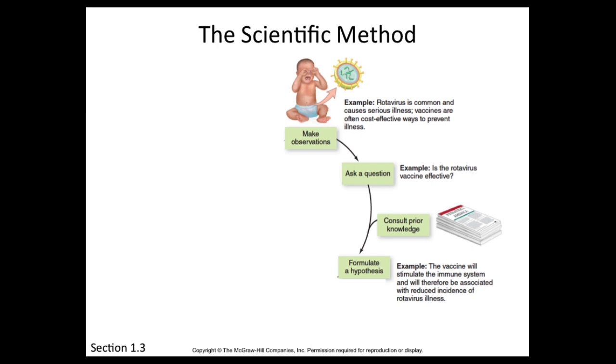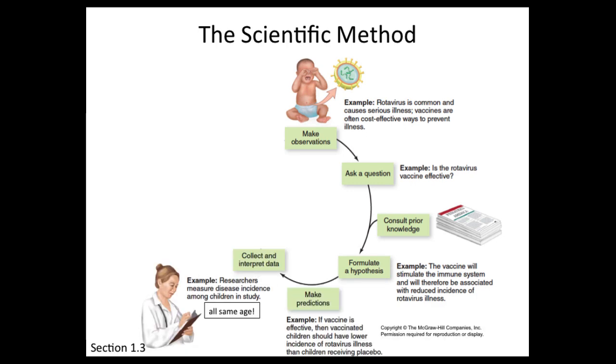For example, the hypothesis could be the vaccine will stimulate the immune system and will therefore be associated with reduced incidence of rotavirus illness in these babies. Then we make predictions. Predictions are always an if-then statement. If the vaccine is effective, then vaccinated children should have lower incidence of rotavirus illness than children receiving a placebo.